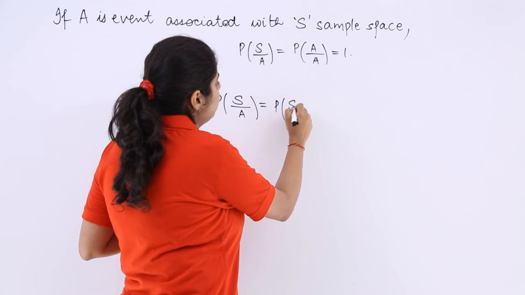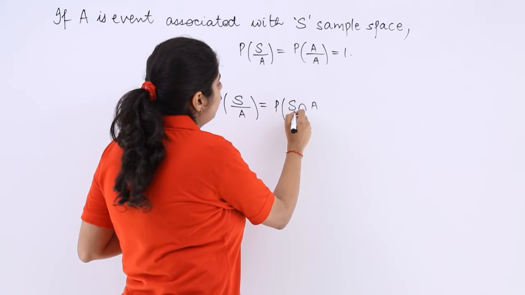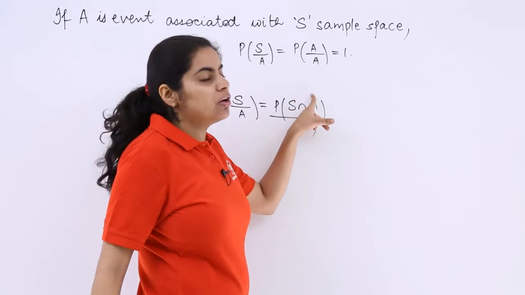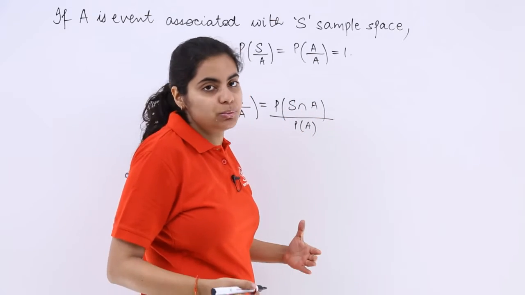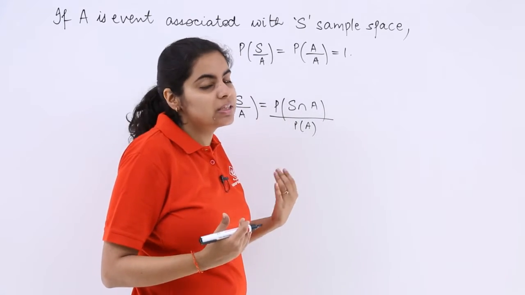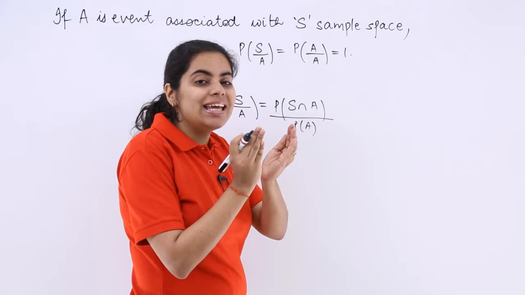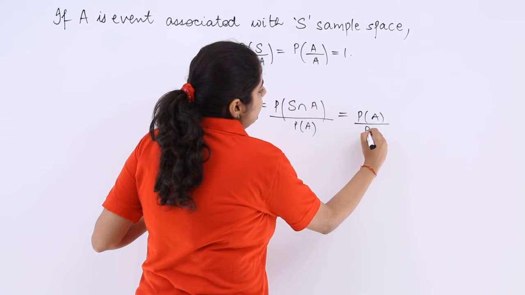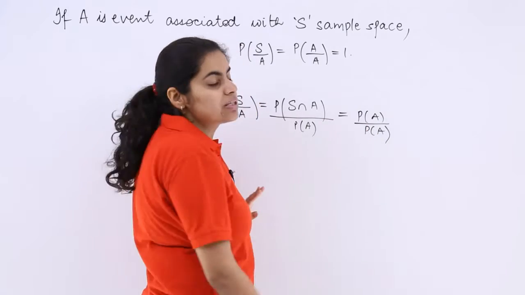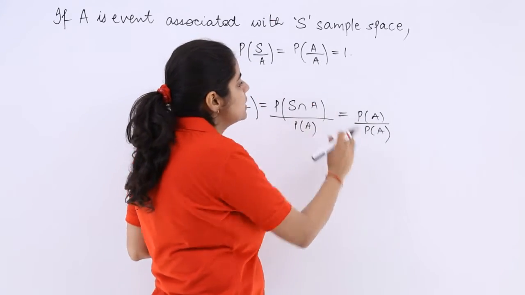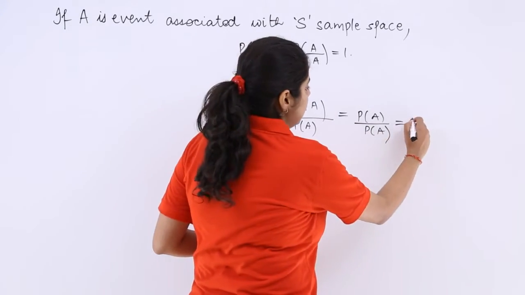but equal to P of S intersection A over P of A. Now P of S intersection A, what should be the result of it? We know that A is an event associated with the sample space S. That means A is what will come after the intersection, and the denominator is also P of A. So this will just be equal to 1, as we see over here.